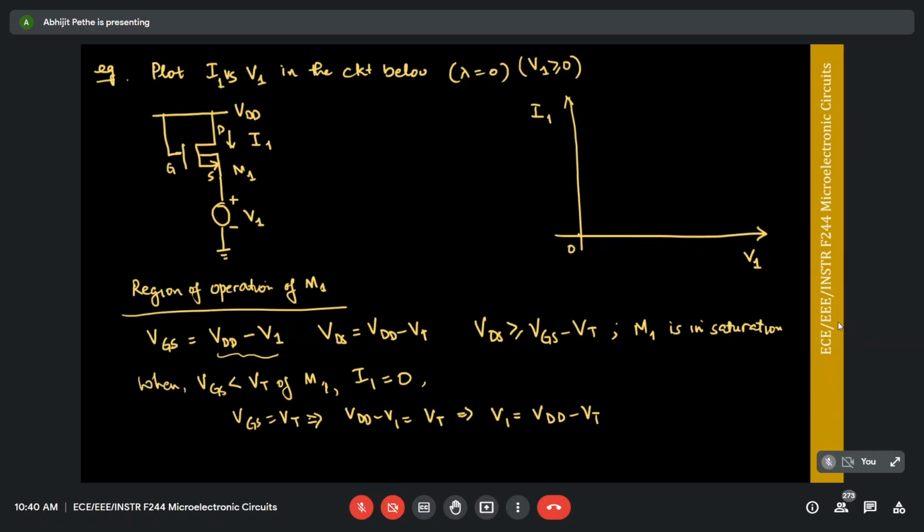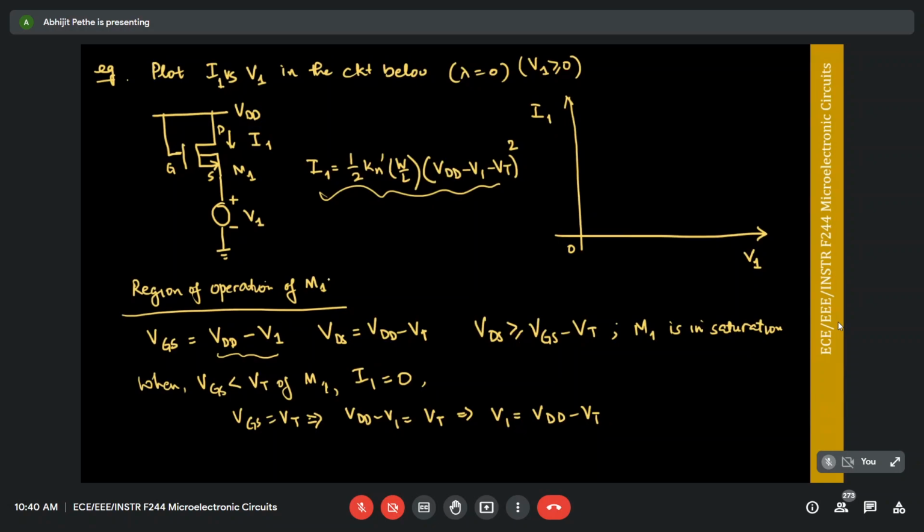Right? So suppose I start at 0 current. Now let's plot. So we know current in M1 is in saturation, right? So if M1 is in saturation, I1 can be written as half Kn prime W by L times VGS minus VT the whole square. VGS is nothing but VDD minus V1, so VDD minus V1 minus VT the whole square. Okay. So this equation is what will determine I1 versus V1 as long as the transistor is in saturation.